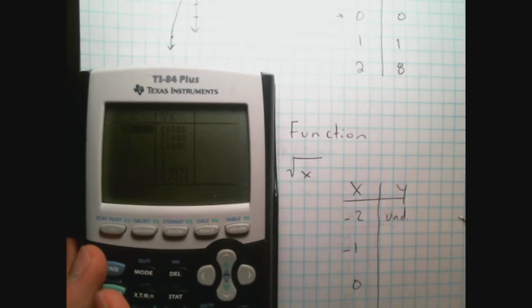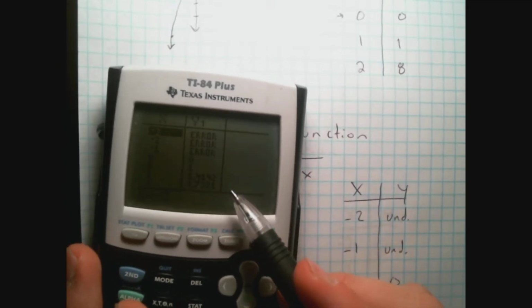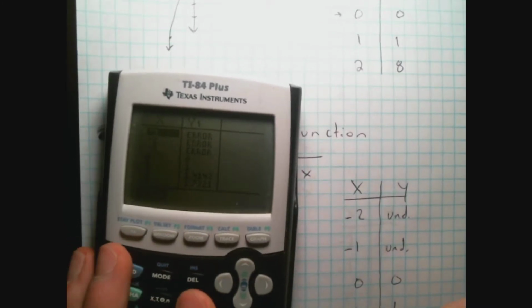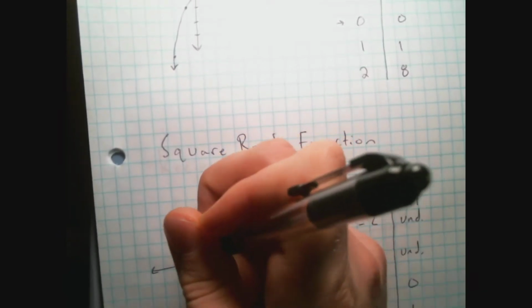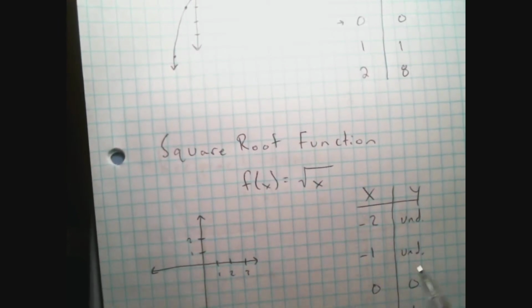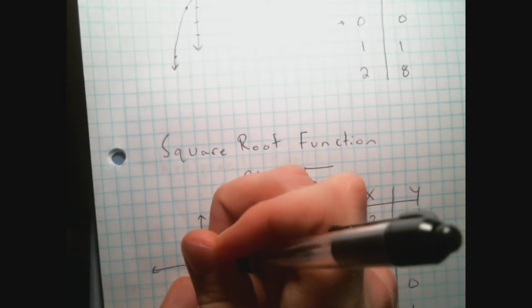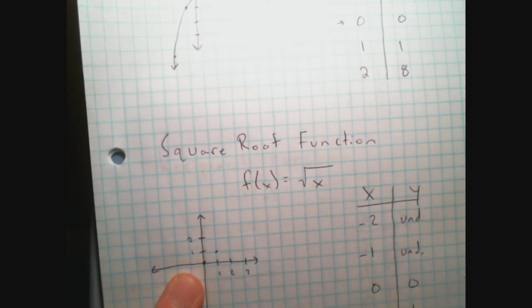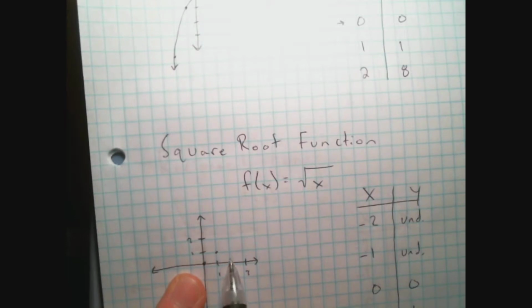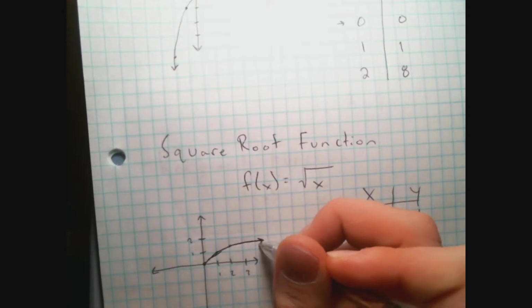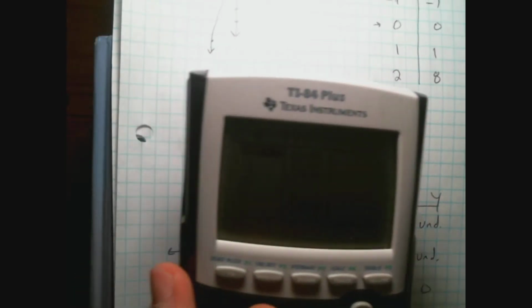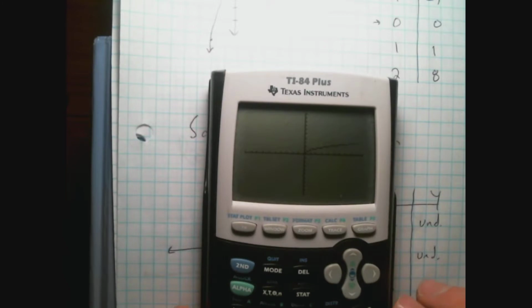So this is undefined, undefined. 0 is 0, 1 is 1, and 2 is approximately 1.4, which is close to 1.5. So again with these, we don't have to worry about the negative values because they're all undefined. So here at the origin, 0, 0, we got 1, 1, and when x is 2, y is about 1.4, which is something like this. So this graph would look something like this if you were to plot more points. And to check it on our calculator, we'll just hit graph, and that's what it looks like.